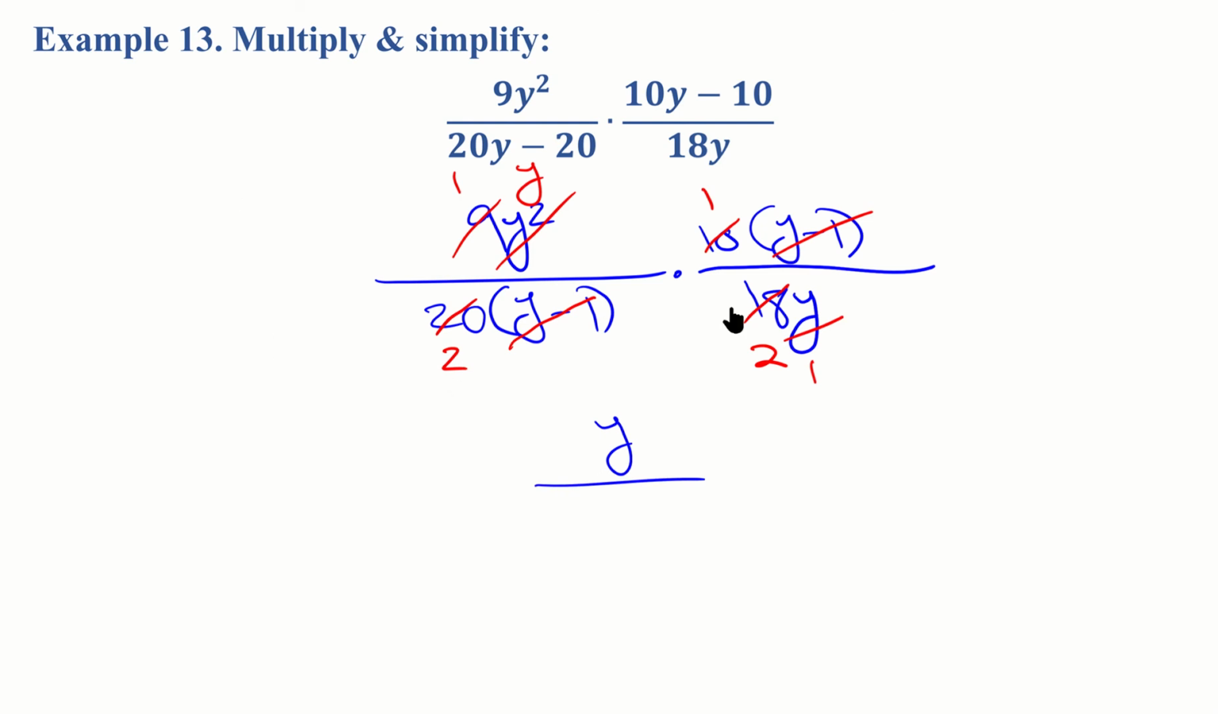Over, down below, all you're left with is a 2 here and a 2 there. So we get y over 4.